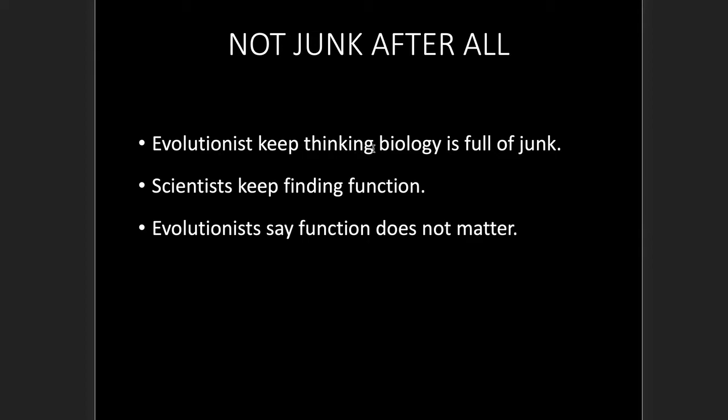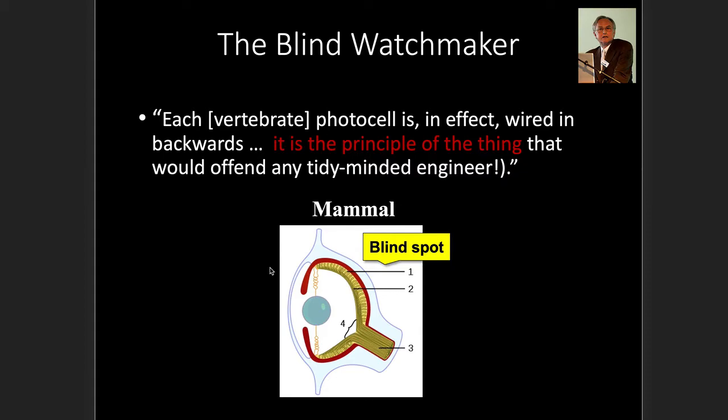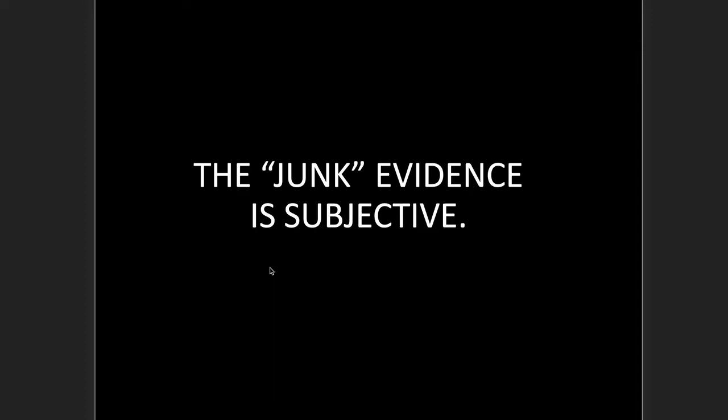So how does this work here? Evolutionists keep thinking that biology is full of junk. Scientists keep finding function. So evolutionists backpedal and say, well, function doesn't actually matter. We're fine if a structure doesn't have function. It can still be junky. It can still be vestigial in our view. After all, it's the principle of the thing that matters, not an actual objective scientific measure. The junk evidence is subjective. This is not science.